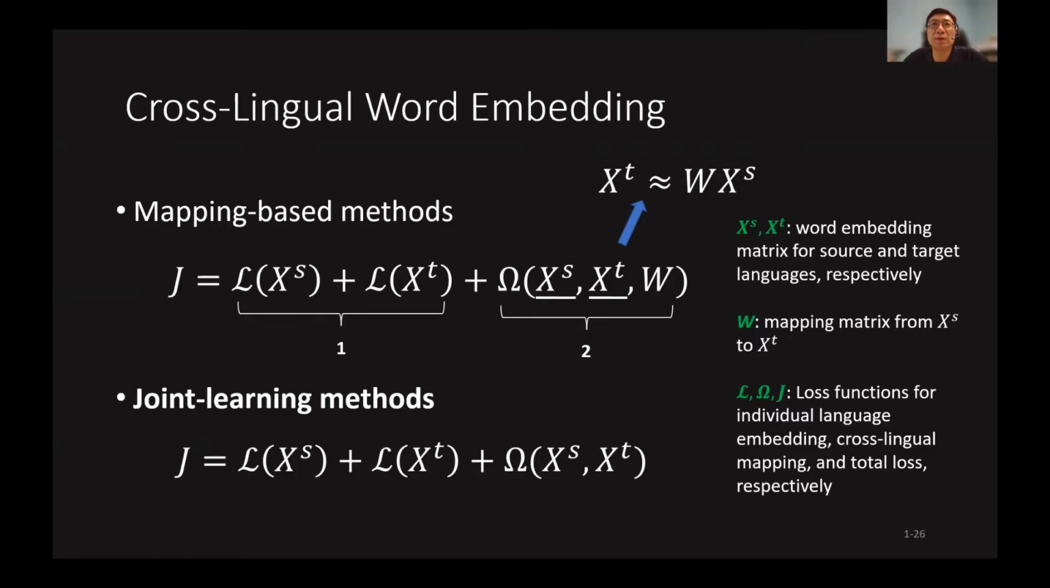So it is actually quite obvious to differentiate these two types of methods. We just need to check when the language alignment happens. If the alignment happens after the word embedding, then it is mapping-based method. Otherwise, if the alignment happens at the same time with the word embedding, then it is a joint learning method.